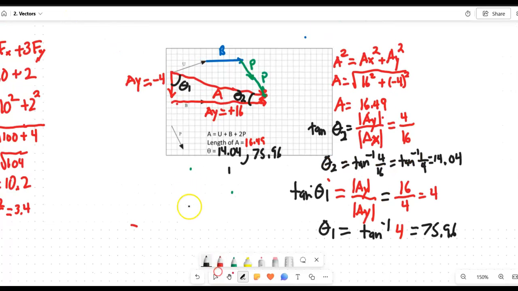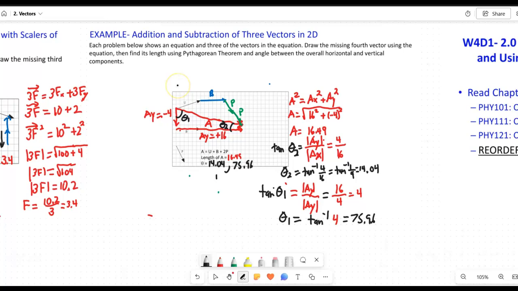So this is how you do the tutorial about addition and subtraction of 3 vectors in 2D. Okay?